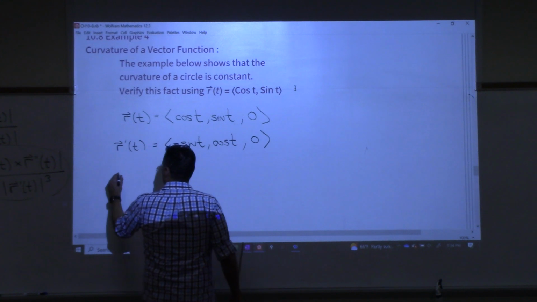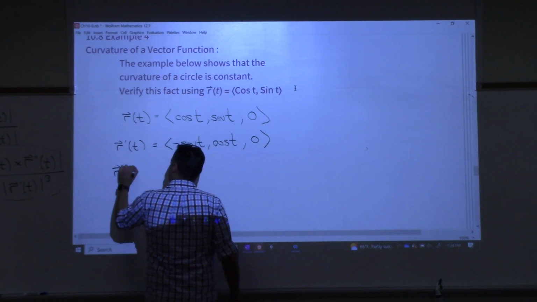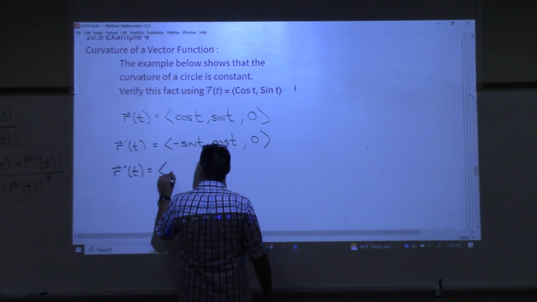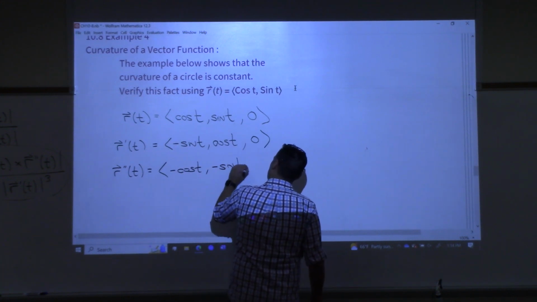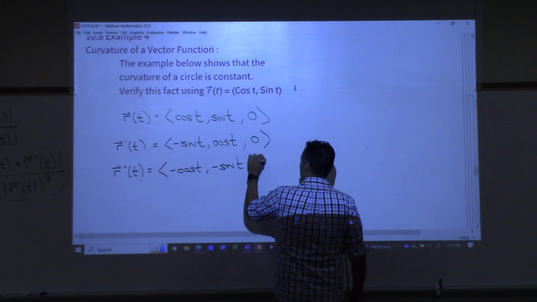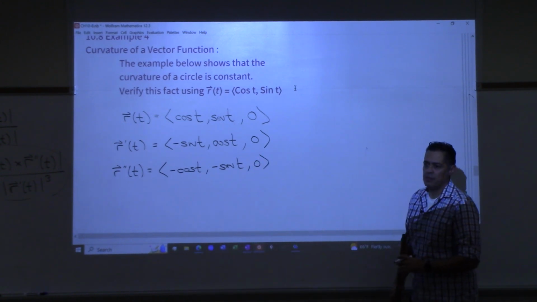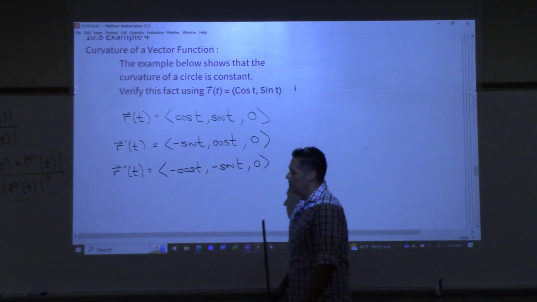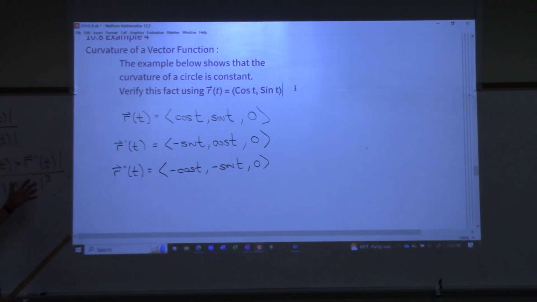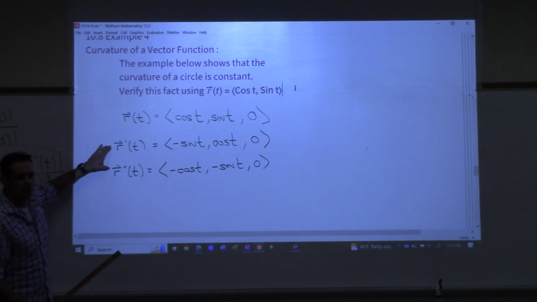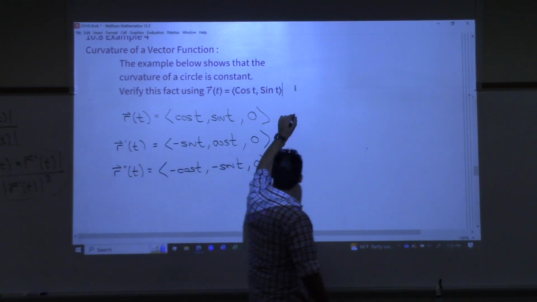All right, I need the second derivative. All right, second derivative: negative cosine t, negative sine t, 0 again. Pretty clean derivatives. I need magnitudes of things also, right? But do you all see I need a cross product of these two? Let me do that over here.